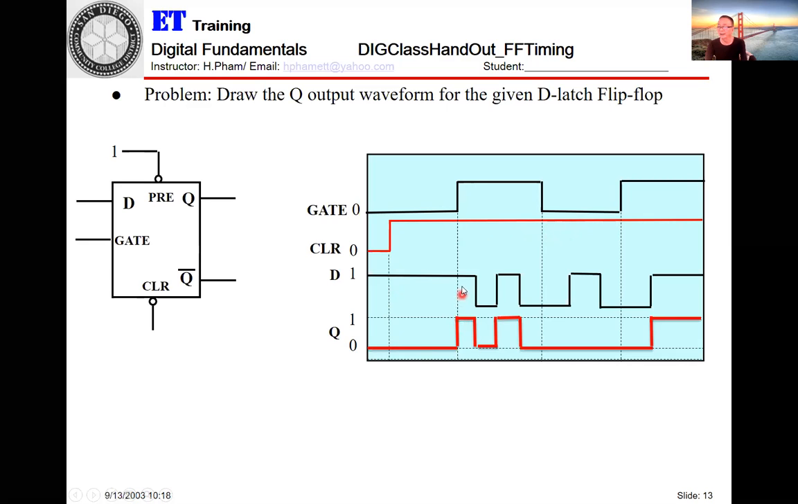Now, at this point right here, gate is 1. So Q equal to D. Whatever D equal will be the same as the output here. They just copy from here to that output here. Then gate now 0. So from here to here, output will be no change. It was 0 here. Now they still be 0 up to this point. Until gate go back 1. Then copy D to the output here.